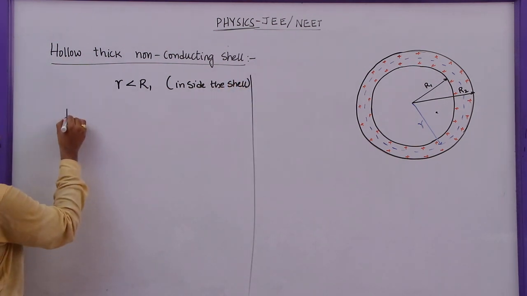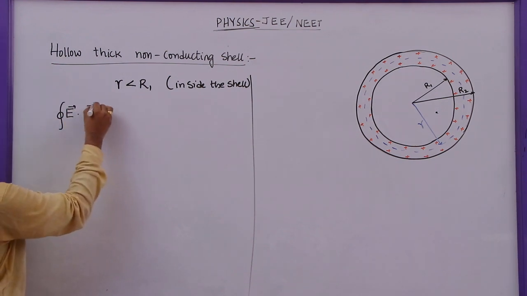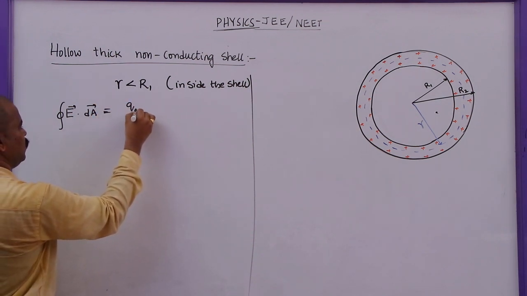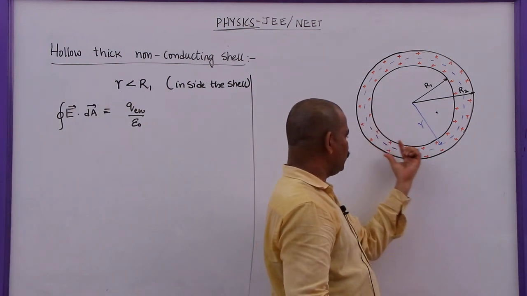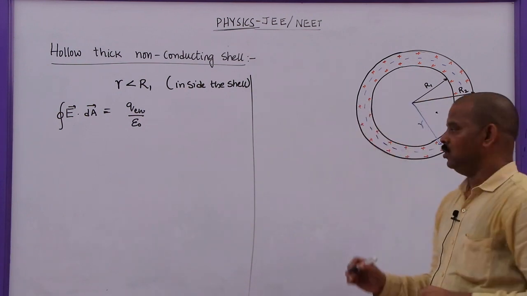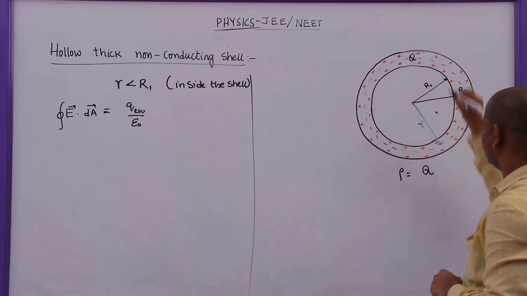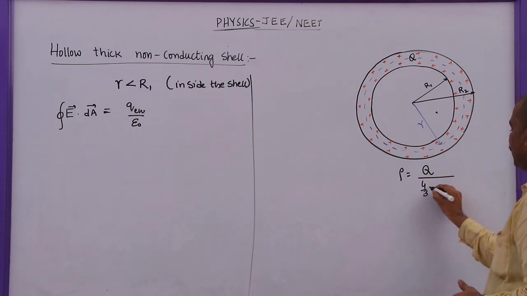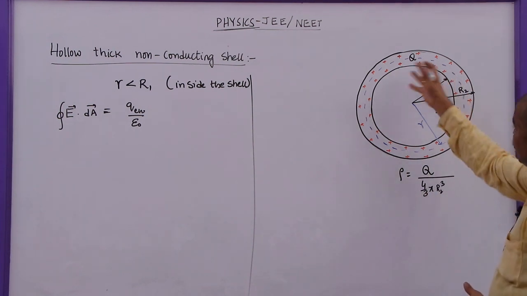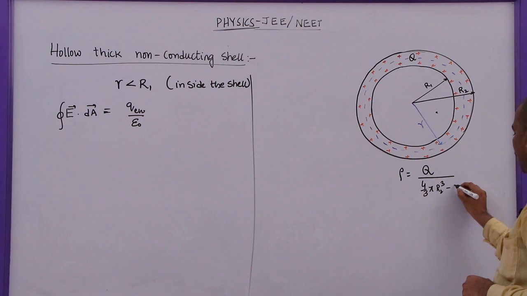Let us say this point is r less than r1, that is inside the shell. So what is the electric field inside the shell? Let me use the integral of E bar dot dA bar is equal to Q enclosed by epsilon naught. Here the charge is distributed throughout the volume. So what is the volume charge density for this one? Let us say the total charge within this one is Q and the total volume, the outer volume, is 4 by 3 pi r2 cube. The inner volume we have to remove, so that is 4 by 3 pi r1 cube, that is r2 cube minus r1 cube.